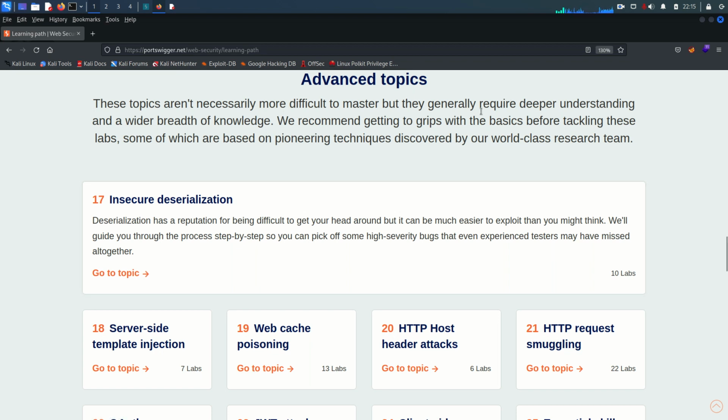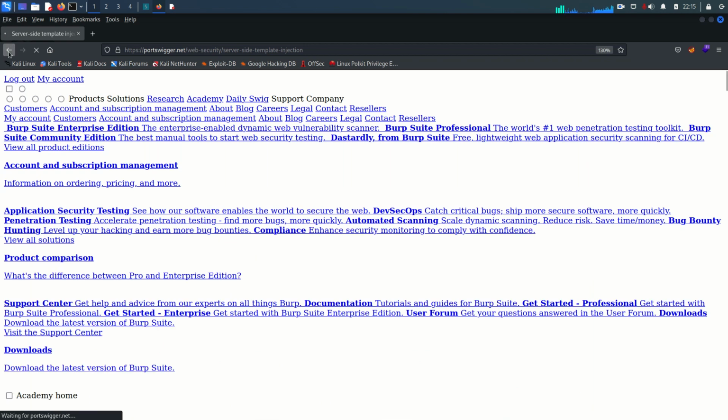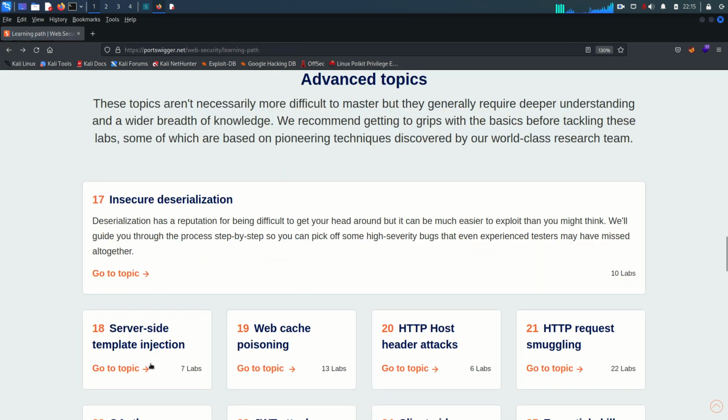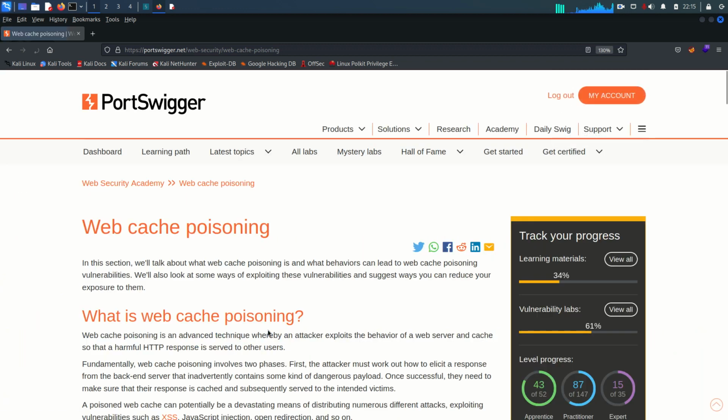We are covering advanced topics, and the previous module was server side template injection, which we already covered and we solved all those labs. Now today I am going to start web cache poisoning. So let's go and see what it is all about.